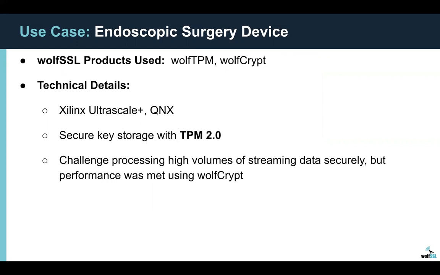This use case is an endoscopic surgery device. The wolfSSL products used in this product are wolfTPM, which is our TPM 2.0 library, and also just wolfCrypt. This was a Xilinx UltraScale Plus device running QNX. The customer is using that TPM 2.0 module for secure key storage. And this customer did have some challenges processing high volumes of streaming data, but using wolfCrypt and having our engineering team help them tune that library correctly, we were able to meet their processing requirements.